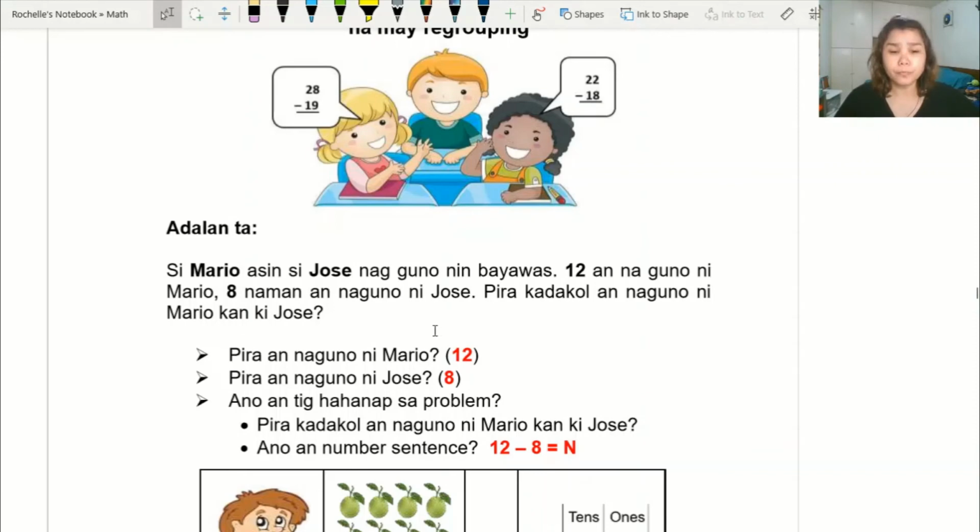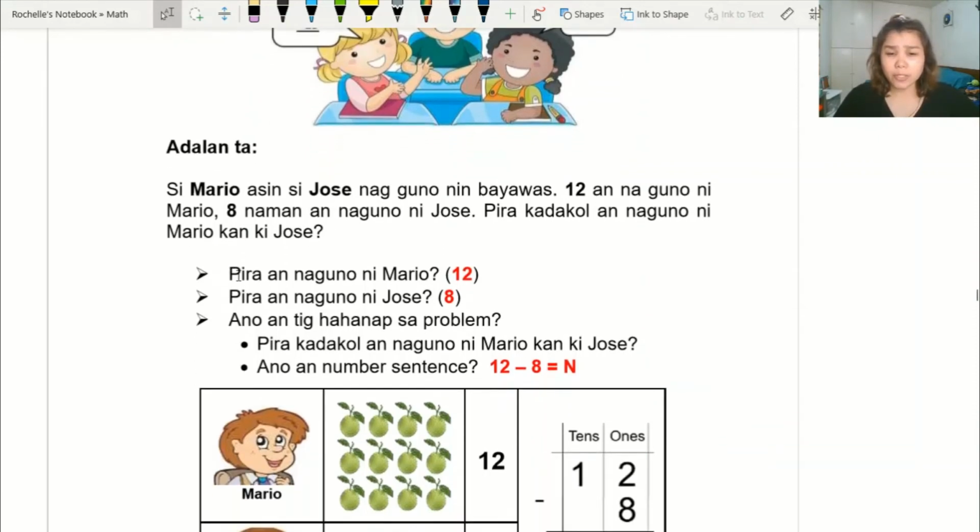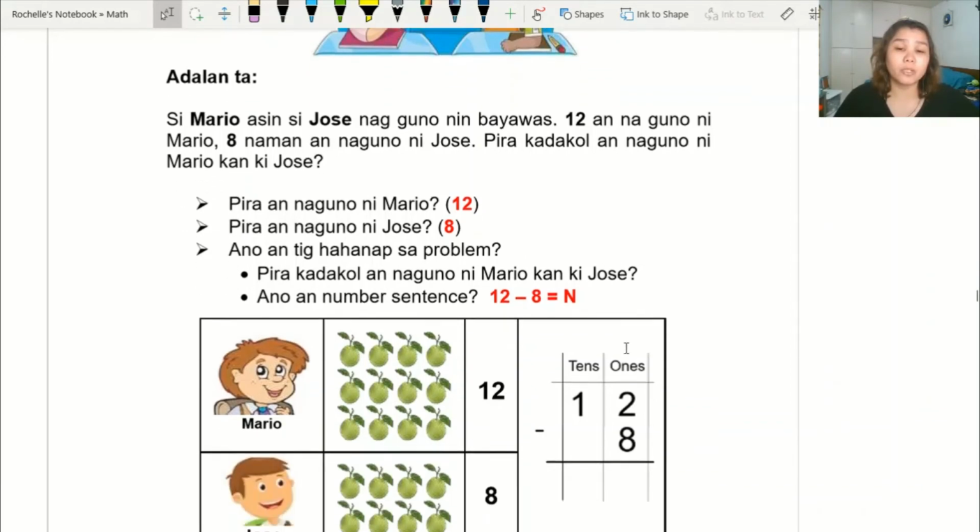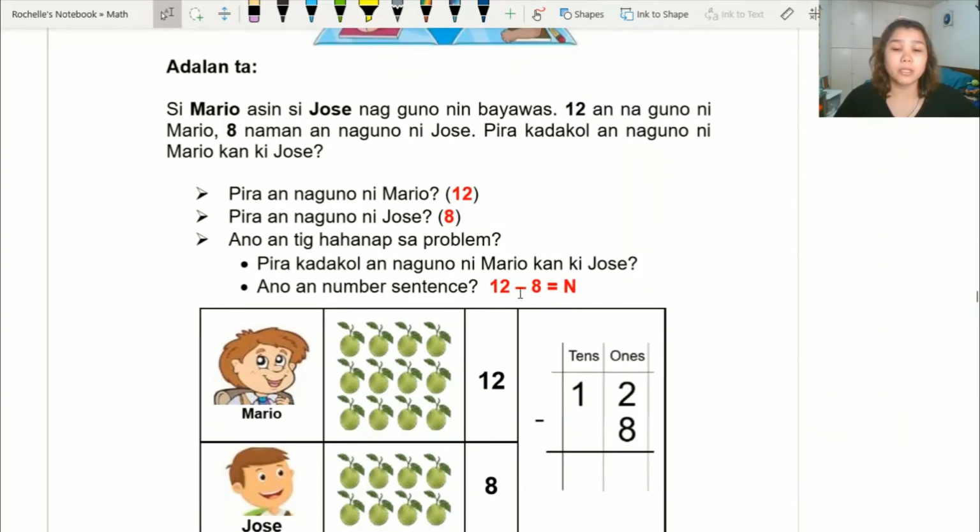So, let's answer the questions. How many did Mario get? It's 12. And then, how many did Jose get? It's 8. What are we looking for in the problem? How many more did Mario harvest than Jose. So, we find the difference. We compare the number of guavas they got. So, what is the number sentence? 12 minus 8 equals n.